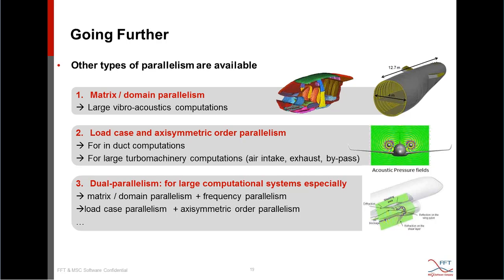Finally, to take advantage of very large computational systems, dual parallelism is available in Actran, which means the matrix or the domain parallelism can be combined, for example, with the frequency parallelism. The load case parallelism can be combined with the axisymmetric order parallelism, and so on and so on.